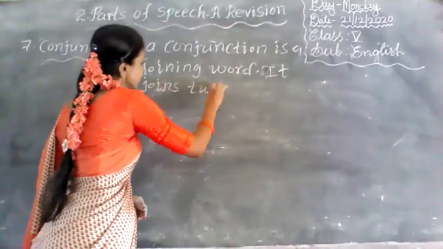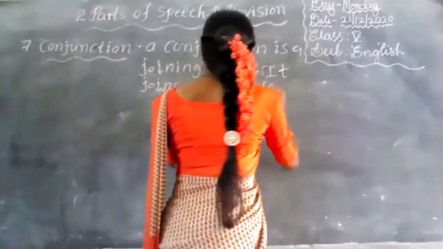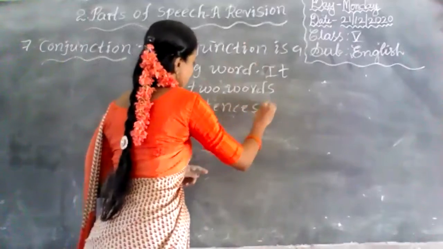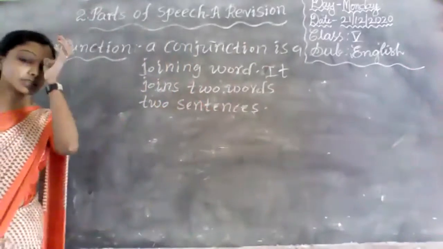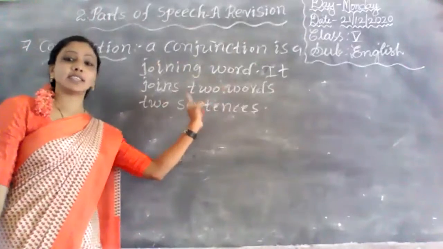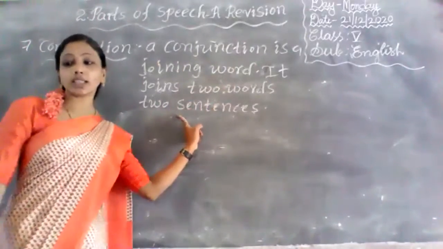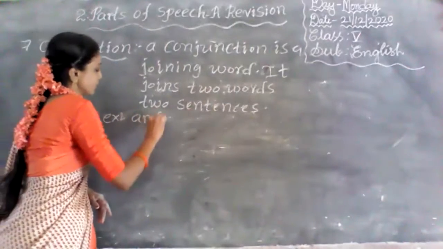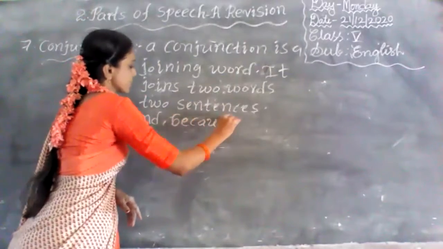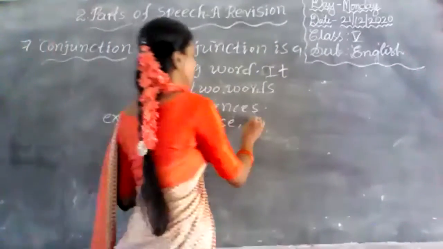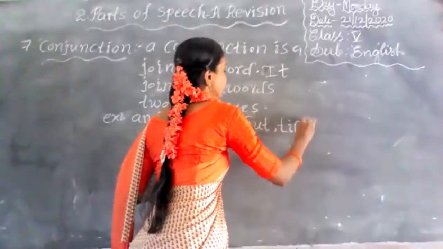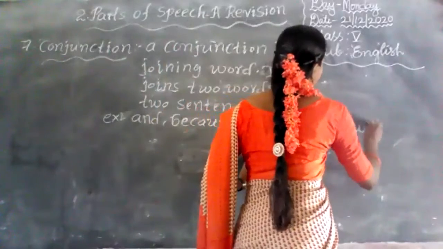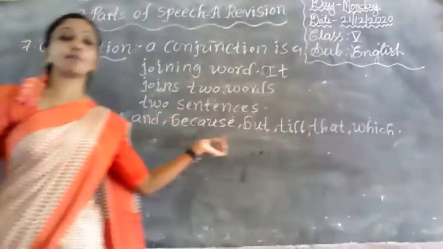It joins two words, two sentences, and two phrases also. What is a conjunction? A conjunction is a joining word. It joins two words and two sentences. What are the examples of conjunction here? And, because, but, still, that, which. These are the examples of conjunction.